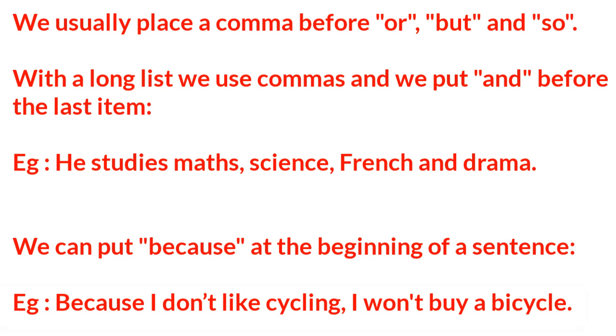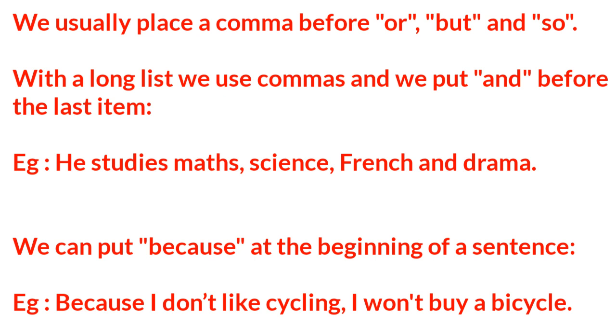So what are the points we said now? We usually place a comma before or, but and so. And the next point is with a long list we use commas and we put and before the last item. Now the third point, we can put because at the beginning of a sentence. It's not compulsory to use because at the beginning of a sentence itself, but it can also be done. Okay, we can use because in the middle of a sentence. At the same time, we can use because at the starting of a sentence also. So what's the example given? Because I don't like cycling, I won't buy a bicycle.